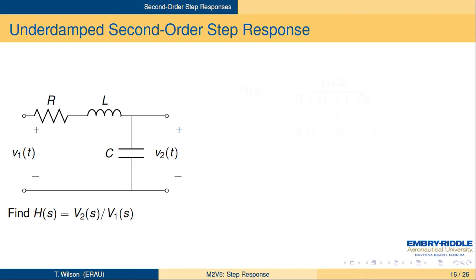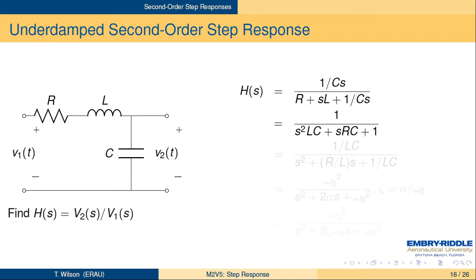So we're going to look at the output across the capacitor. We could have also looked across the resistor and across the inductor, and you may do that on the homework. And let's find the transfer function between the input and the output. So again, it's a voltage divider formula. So 1 over CS over R plus SL plus 1 over CS. So we get 1 over S squared LC plus S RC plus 1. And then factoring out the LC, you get 1 over LC over S squared plus R over L times S plus 1 over LC.